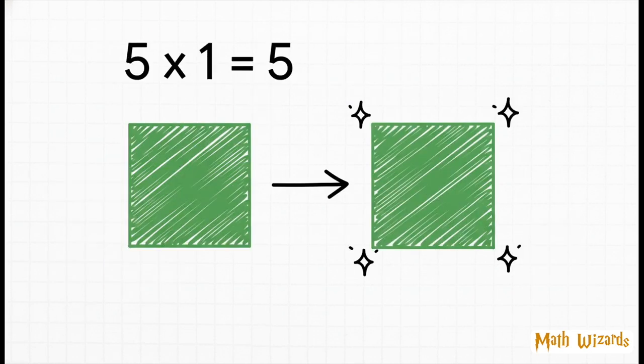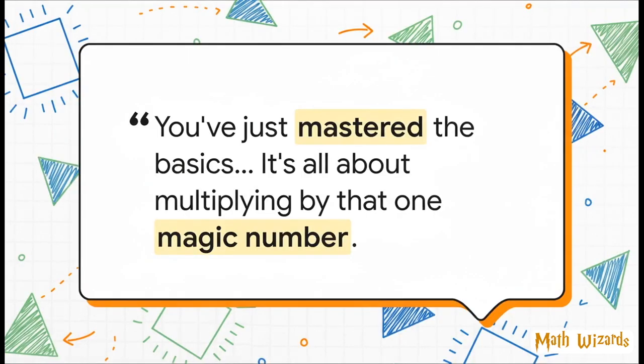And for the last one, the trick question, a scale factor of exactly 1. We multiply 5 by 1, and of course, we still get 5. Just like our golden rule said, there is absolutely no change. And really, that's the whole secret. The source material for this whole explainer puts it perfectly. You've just mastered the basics of scale factors. It's all about multiplying by that one magic number.